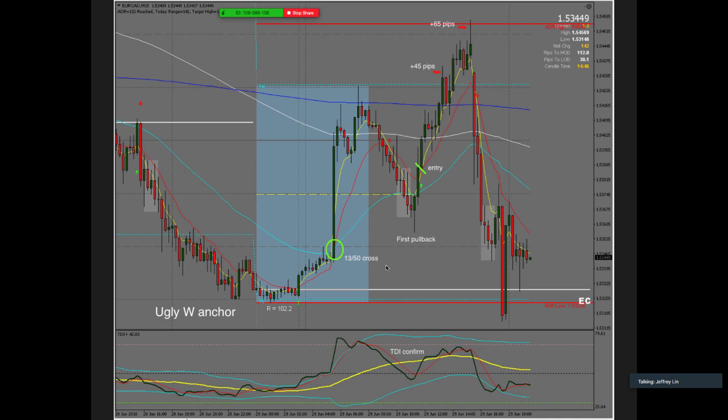So when I have the charts on my screen, like 4 charts side by side, I don't have a TDI on the daily. I have it on the H1 and I have it on the M15.